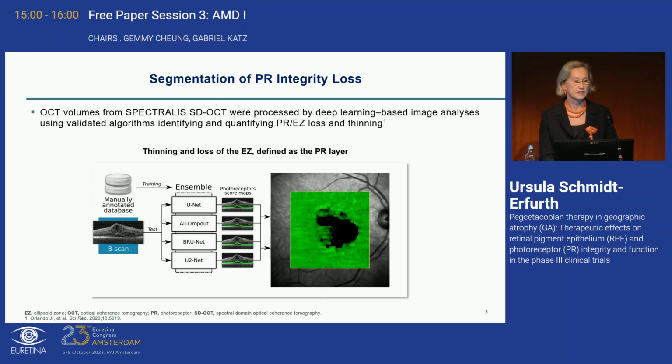How about photoreceptors? That is a more tricky path, of course, as the photoreceptors are not clearly visible. So we designed an algorithm that is an ensemble algorithm of 4 nets that were put together and on an A-scan level allowed us to identify photoreceptor absence, alteration, and also thinning.